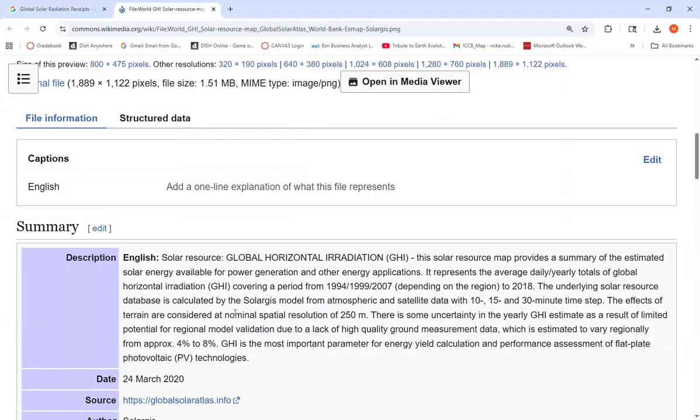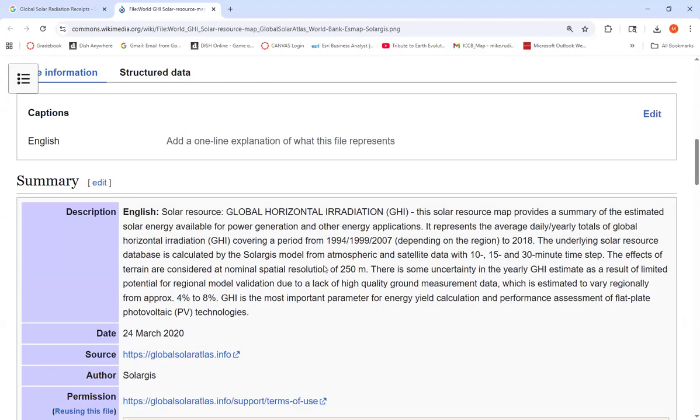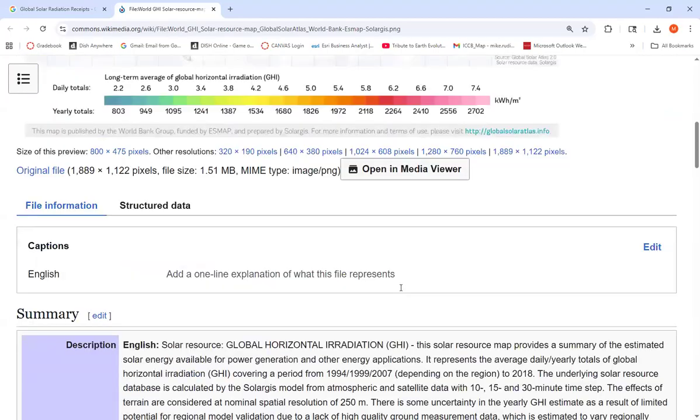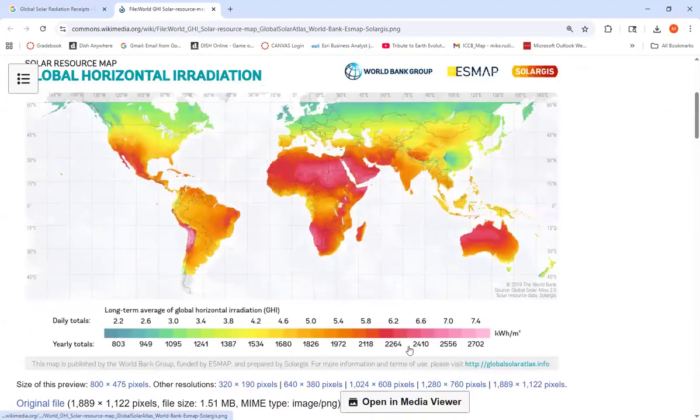average daily and yearly totals of global horizontal irradiation covered from the time periods 1994, 1999, 1997. You get an idea that this data set was fairly well researched, and they give you a link here of where the data come from. I get the idea that here are the daily totals and here are the yearly totals, okay? And this gives you an idea of the daily output in kilowatts per hour per meter, how much is being generated.